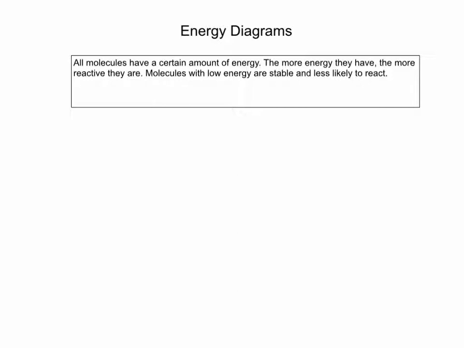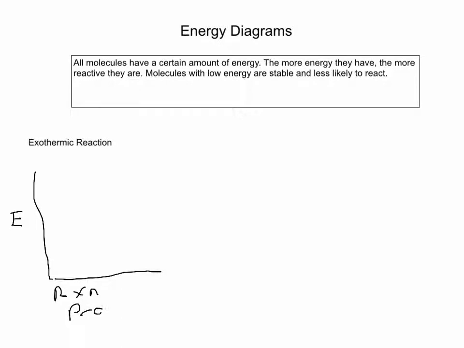So let's start by looking at the energy diagram for an exothermic reaction. In an energy diagram, we have the y-axis, which is going to represent energy, and the x-axis that represents reaction progress. You can almost think of this as time. So in this graph, we have an exothermic reaction. I'm going to draw a line here, and this is going to represent the energy of the reactants.